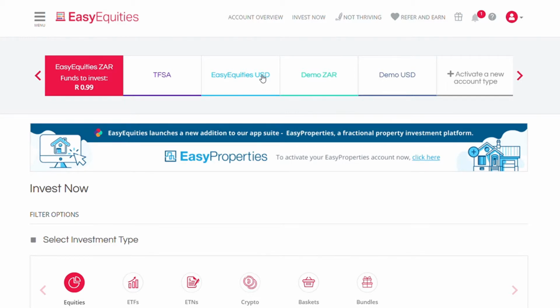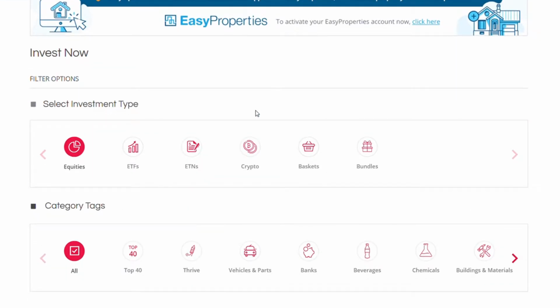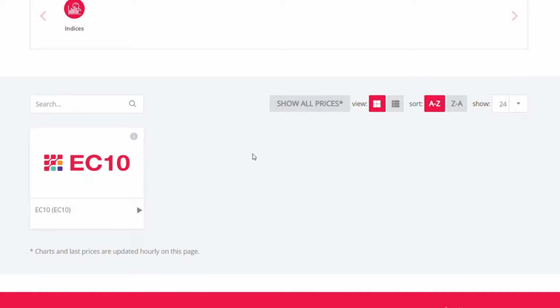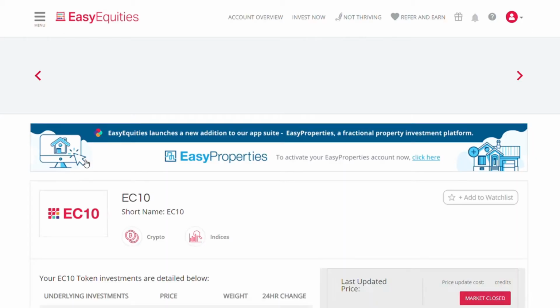What I want you to do is come down here. You're going to click on crypto. Once you've done that, you're going to scroll down and what you'll see is that there's one instrument for crypto on the EasyEquities platform, and that is called the EC10. So I want you guys to go ahead and click on that.